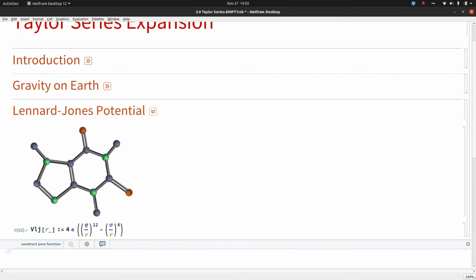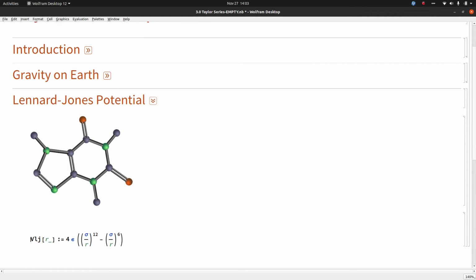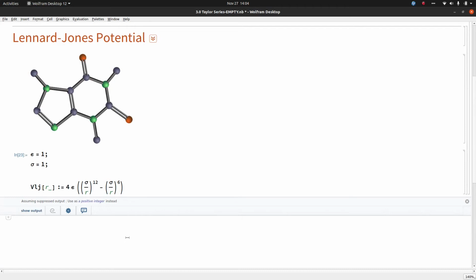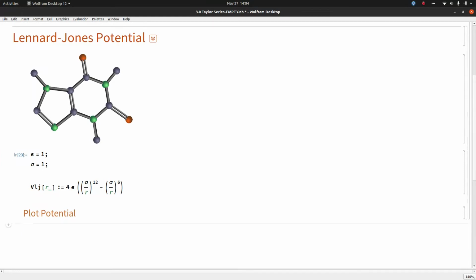And you can see sigma has units of distance. So you can think of sigma as being kind of like the radius of the molecular atom, and epsilon as being the bonding strength. So for convenience, I'm going to plug in epsilon equals 1. I'll plug in sigma equals 1. And we'll go ahead and plot that potential. So this is the potential energy as a function of distance. So we're going to go ahead and plot V_LJ of r.